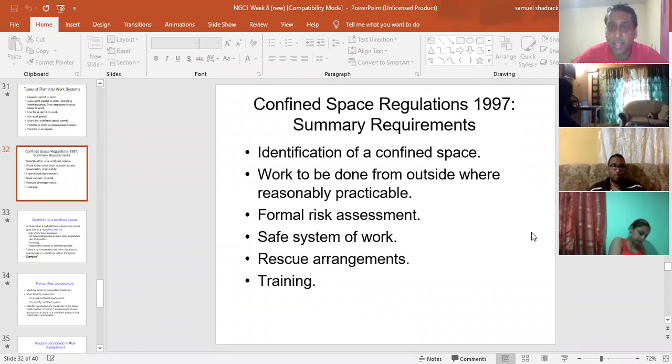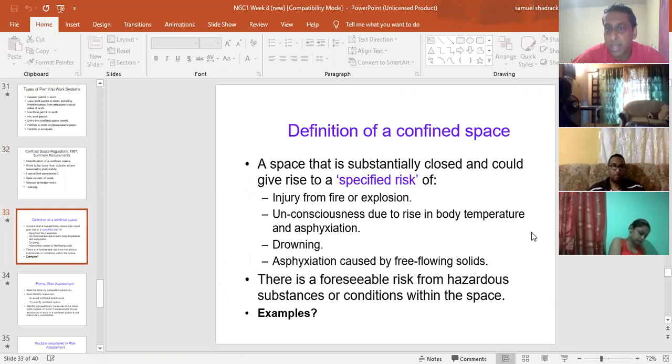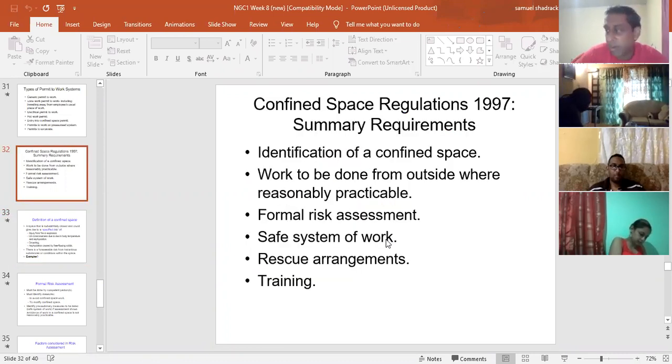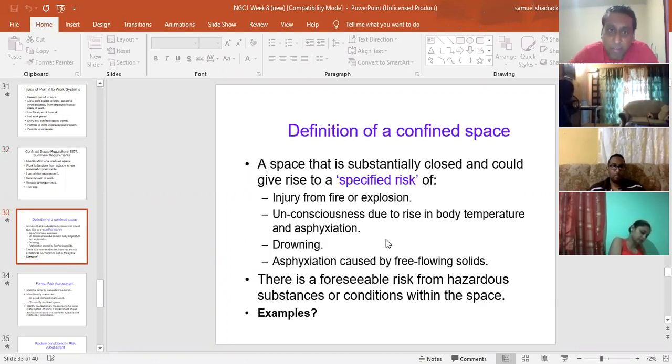The answer is here. They say a confined space is a space that is substantially closed off and could give rise to one of the following specified risks. This is the definition, by the way. The definition came from the law here, the Confined Spaces Regulations 1997. So let's see if your office classes as a confined space.